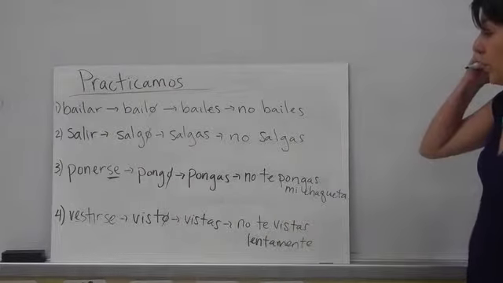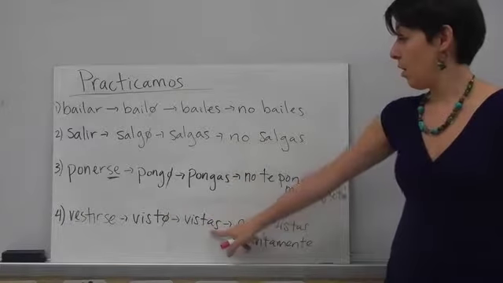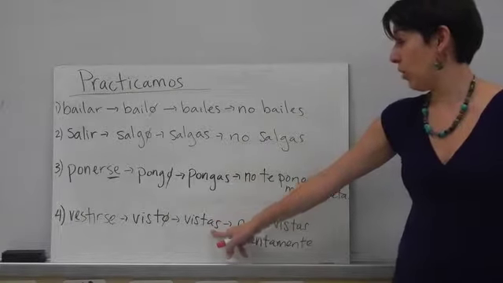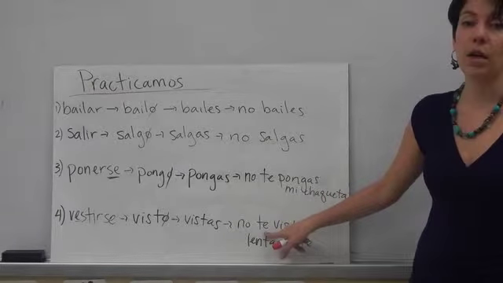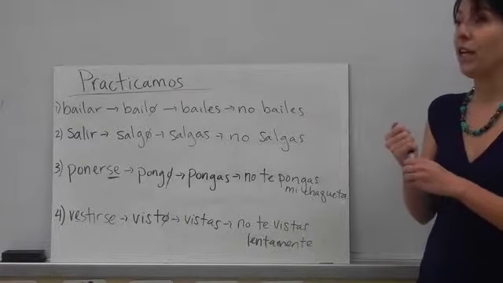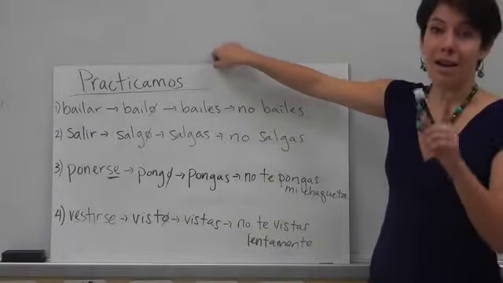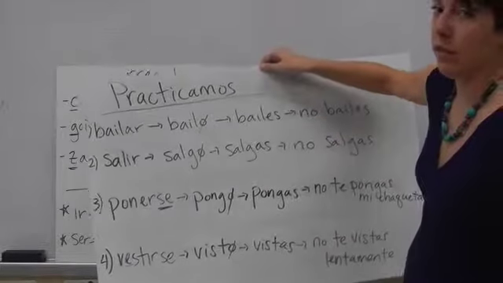All right? So here we have it. You go to box 1, take off the O, add the opposite box 2, and then if it's reflexive, the reflexive pronoun goes in front of the command. So these are 4 examples of regular negative commands, what not to do. You should write at least 2 of these down.